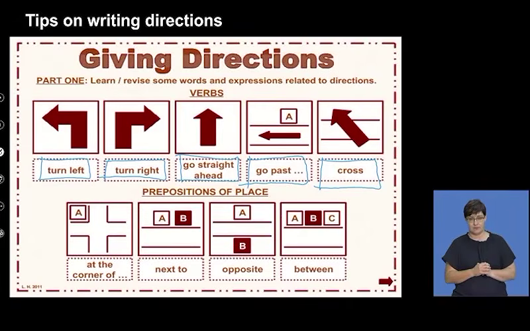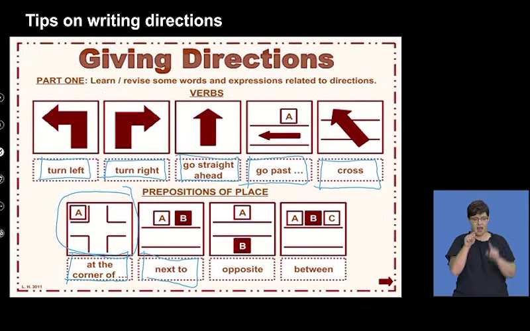Let's look at prepositions. The prepositions that we would use are at the corner of or next to. Remember, these little diagrams here actually give you some sort of idea as to what we're talking about. So A is at the corner of there, and then next to. So A is next to B. Can you see that? And then opposite. You see, if this is the street, A is opposite B, and then between. B is in between A and C.